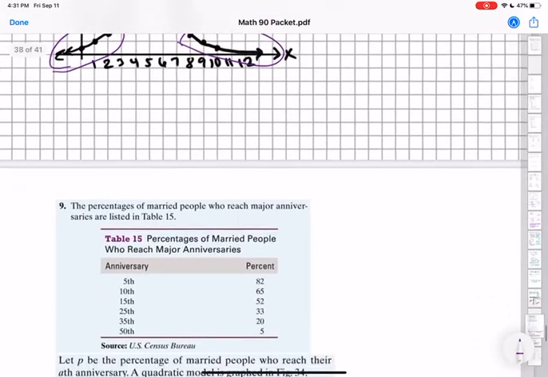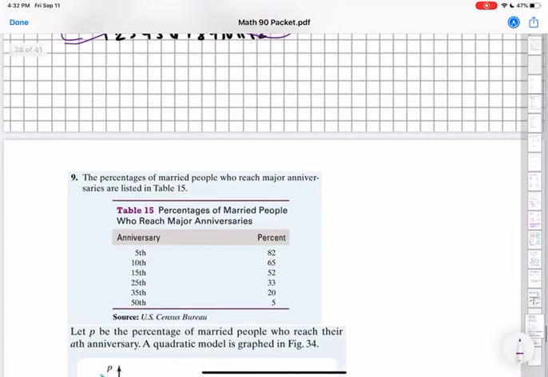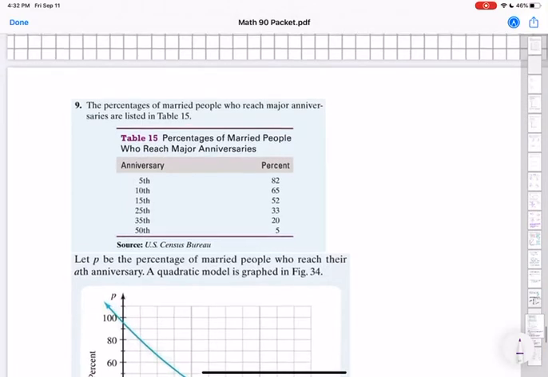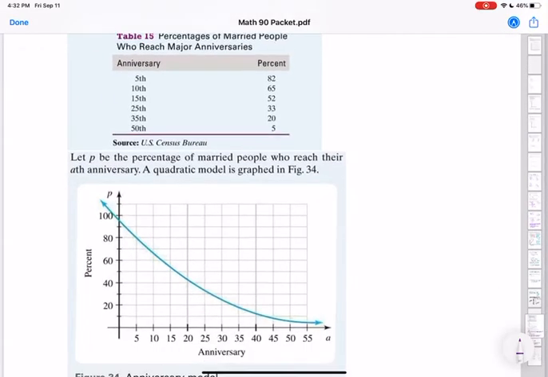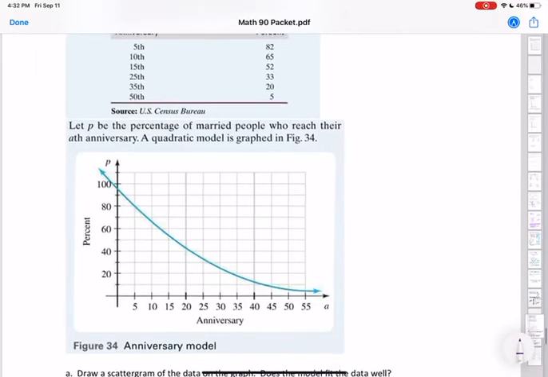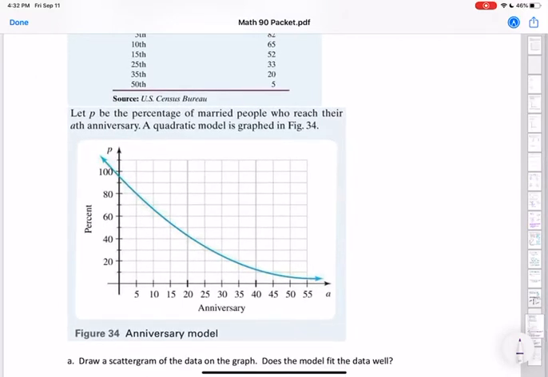All right, number 9. Let's see, what do we have here? Percentages of married people who reach major anniversaries are listed in the table. So we've got 5th through the 35th, and they jump to 50, and then the percent. And it says let P be the percent of married people who reach their anniversary, quadratic model. First thing that we're going to do is draw a scattergram.